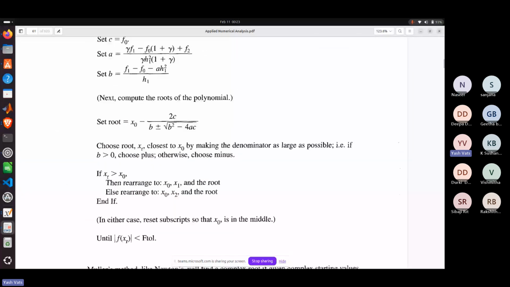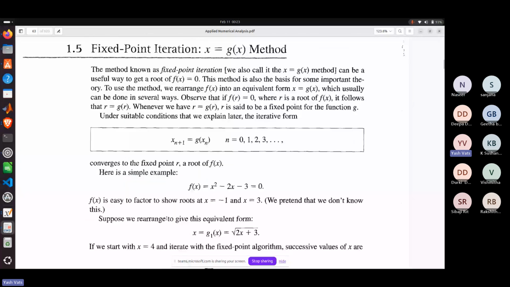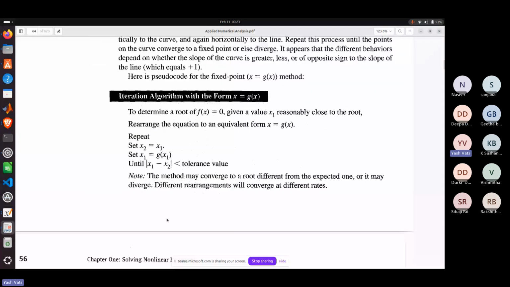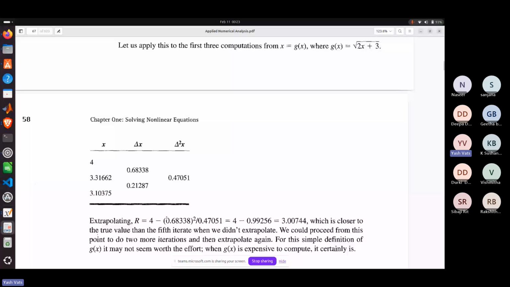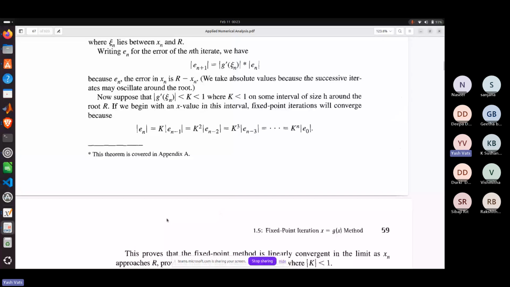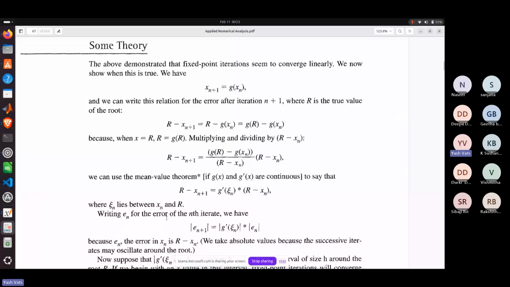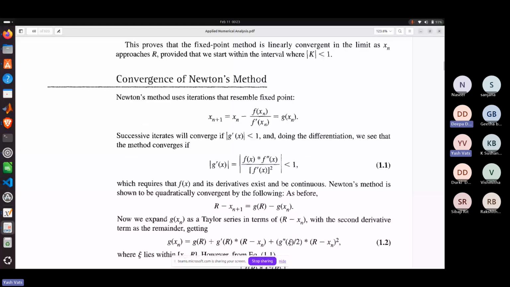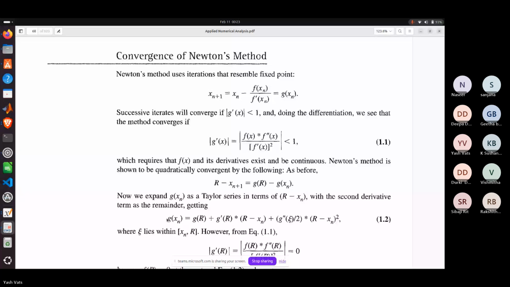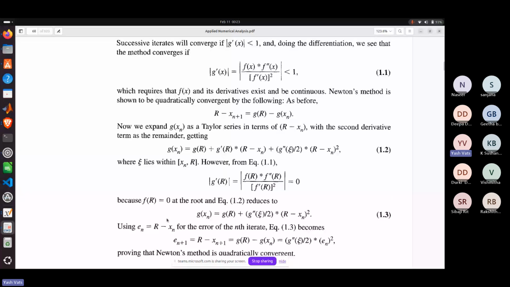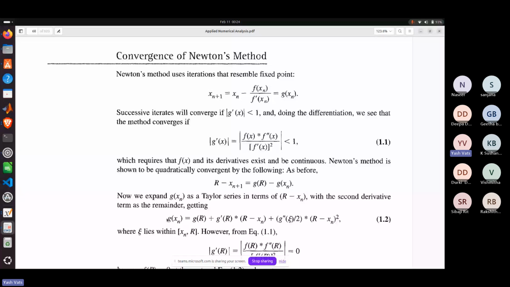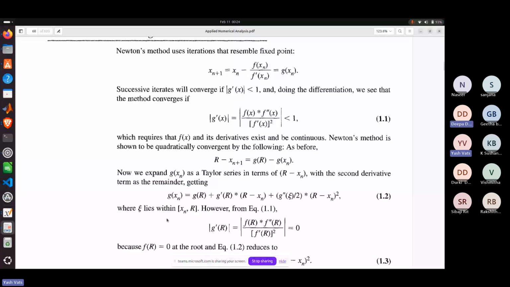Let's see the proof where they started. If they started very close to the root, then that is the order of convergence. Newton's method uses iterations that resemble fixed point iteration. They start with any random number, but technically you need to be in the neighborhood of the root if you want to achieve this convergence. Don't start very far.